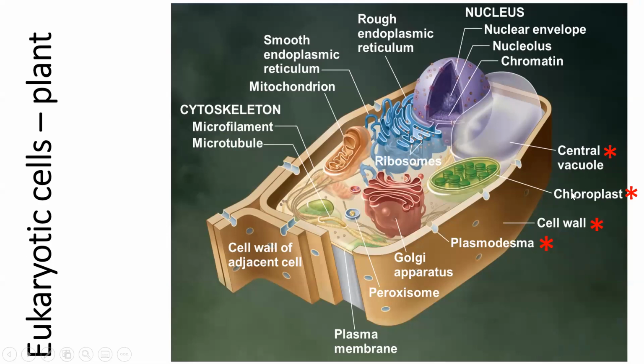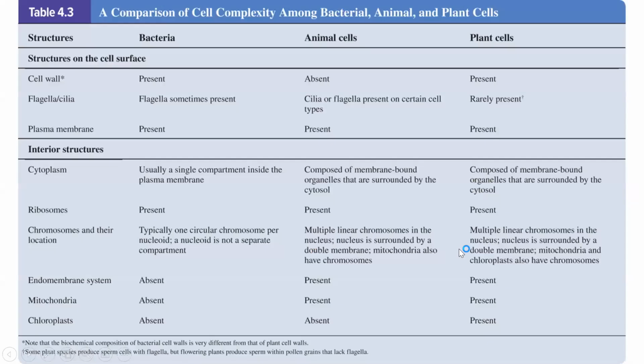The central vacuole, the chloroplast, the cell wall, the plasmodesmata, okay? And then you have the comparison of bacterial cells, animal cells, and plant cells. A really nice table to help you organize yourself when you're prepping for the exam. Okay, but again, don't just memorize this table. Remember, be able to interpret information from this table.